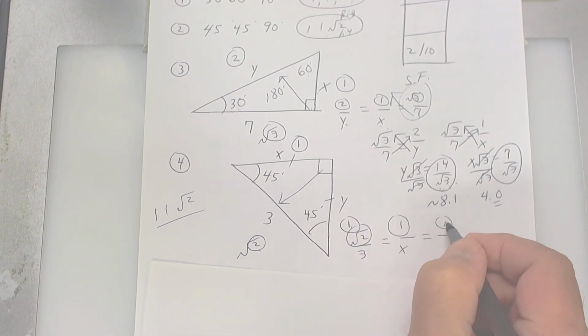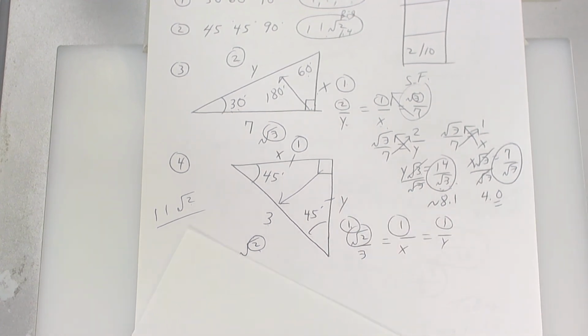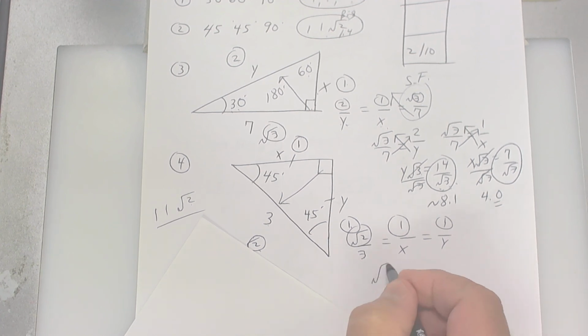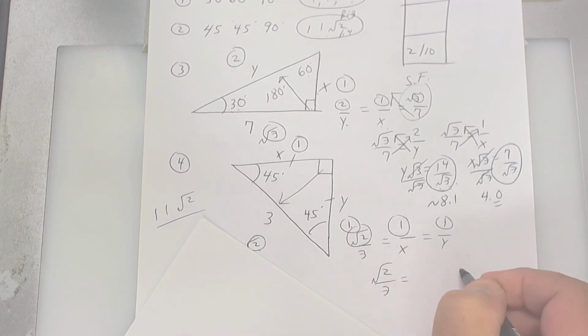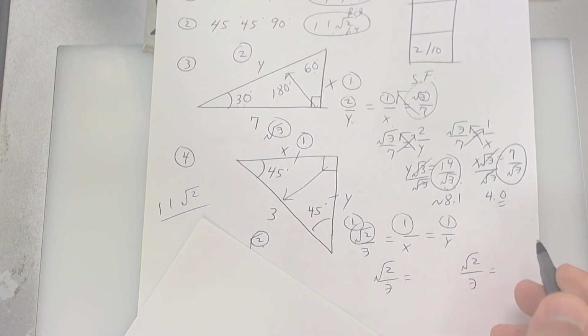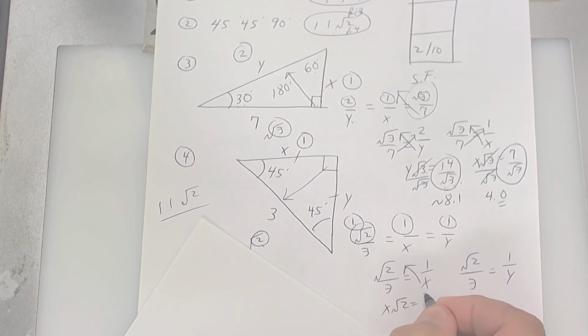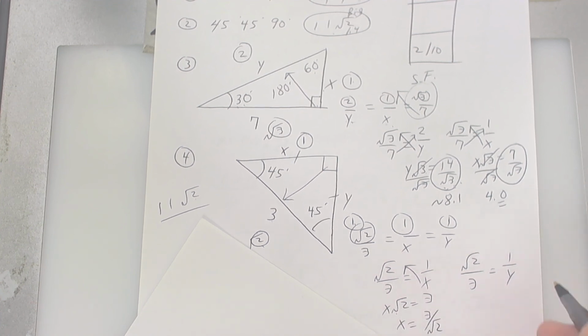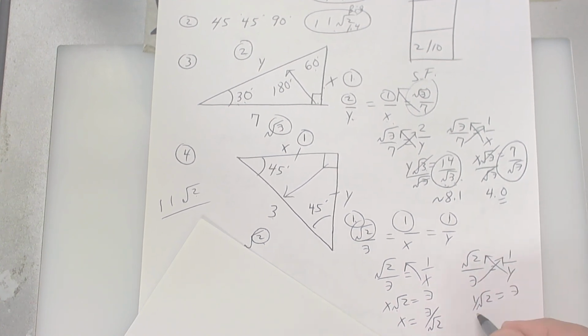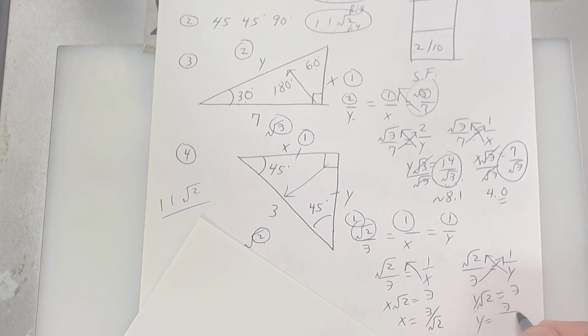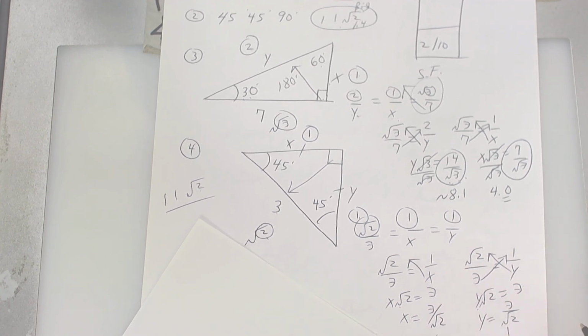So 1 over y. Okay, so here the scale factor is this one. We're going to write it twice. So put the square root of 2 over 3 twice, just like that. And then we're going to put 1 over x for x and 1 over y for y. And we're going to cross multiply. So we get x square root of 2 equals 3. Divide by the square root of 2, and you get 3 over the square root of 2. This one right here, you're going to get y square root of 2 is equal to 3. And then you're going to divide by the square root of 2 also, and you get 3 over the square root of 2. Well, actually, the legs are equal. Look, it's an isosceles triangle.